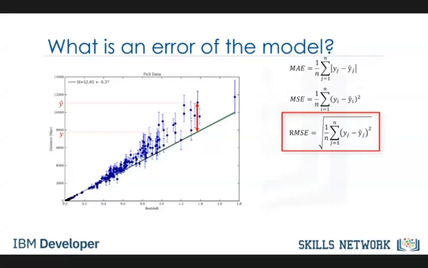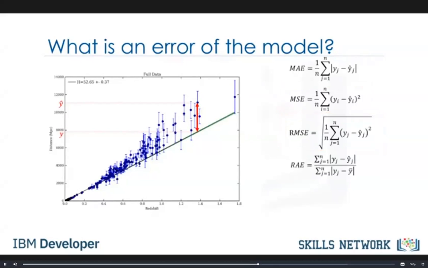This is one of the most popular of the evaluation metrics because root mean squared error is interpretable in the same units as the response vector, or y units, making it easy to relate its information.